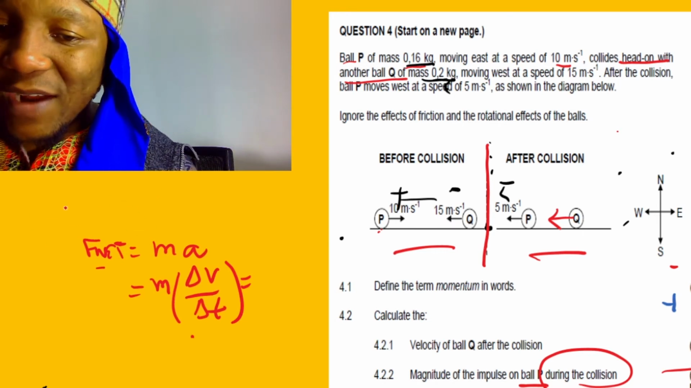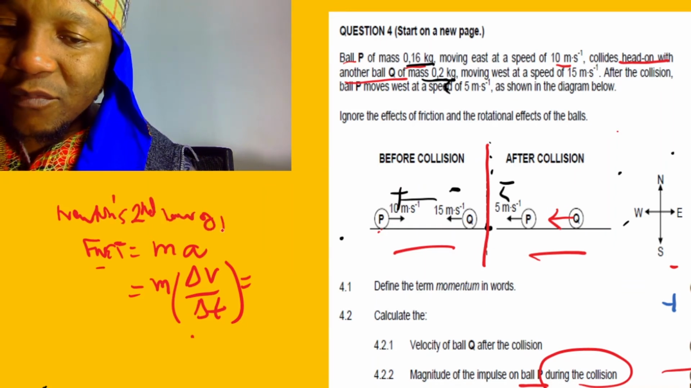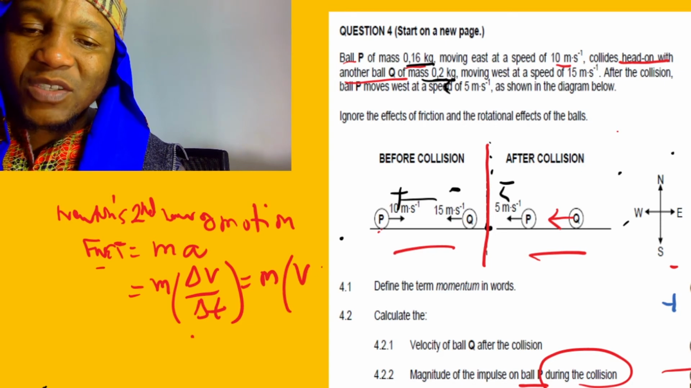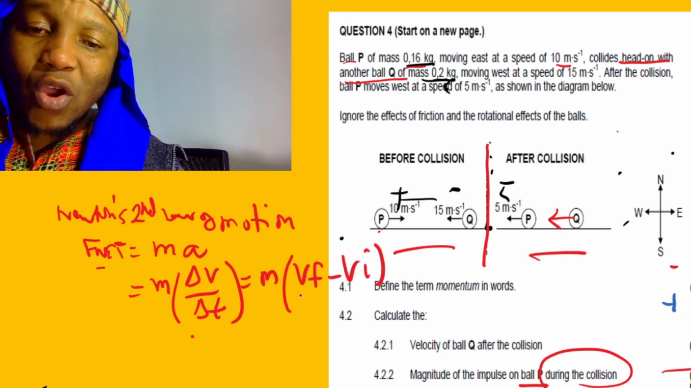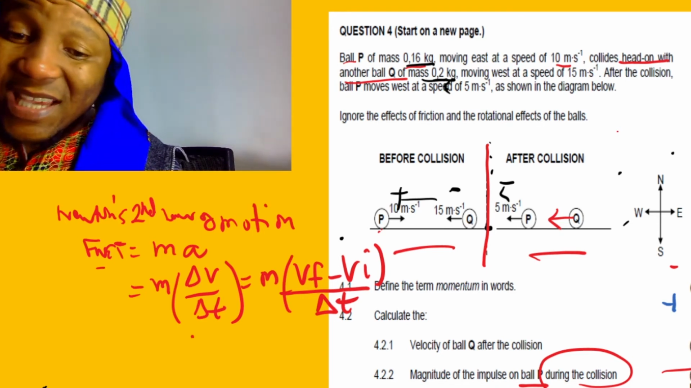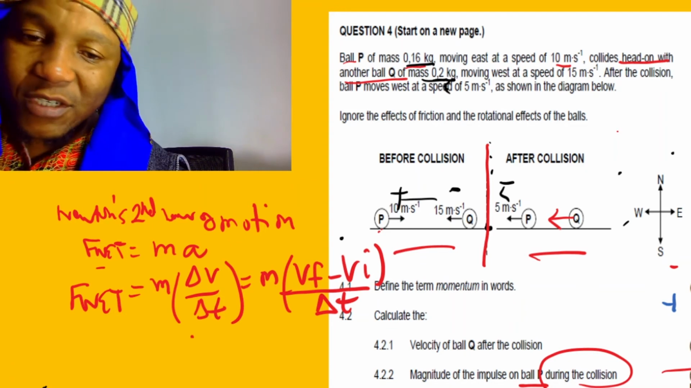From Newton's second law of motion, you must write that when you want to practice. So now we say mass, but what is change in velocity? Change in velocity means velocity final minus velocity initial over change in time. So this gives us F net from Newton's second law of motion.